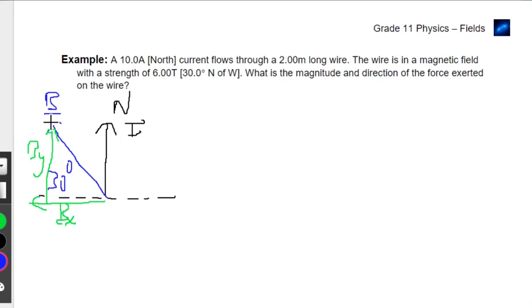And if you're curious as to which value you're going to use for your field, it's going to be that which is perpendicular to your current. So if your current is going directly north, then it's the portion of the field that's going directly west.